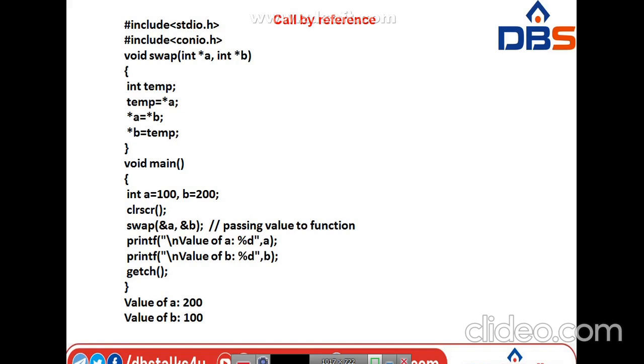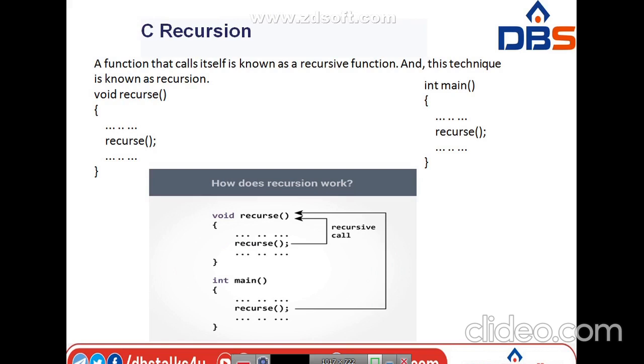If you take call by value, execution is slower since all the values of actual parameters have to be copied into the formal parameters. Whereas in call by reference, execution is faster. Why? Because only addresses are copied. Okay, so these are call by value and call by reference. These two are the parameter passing techniques.